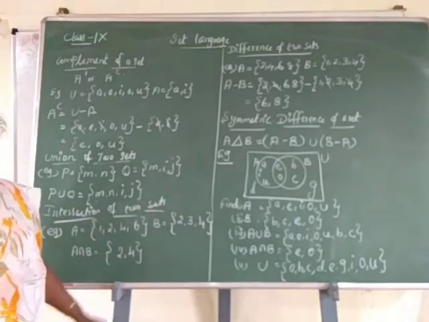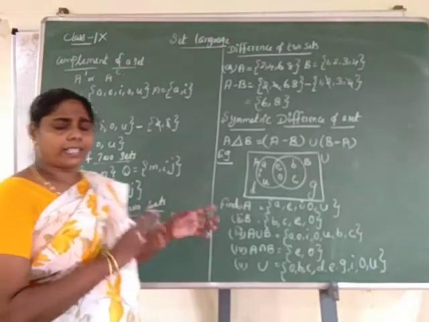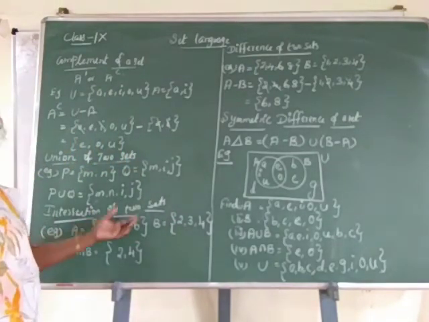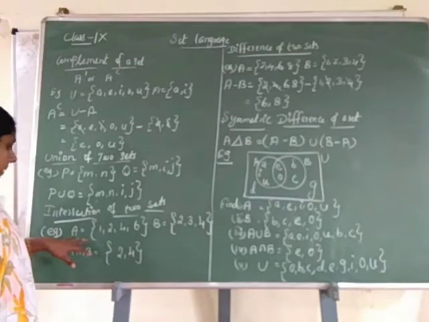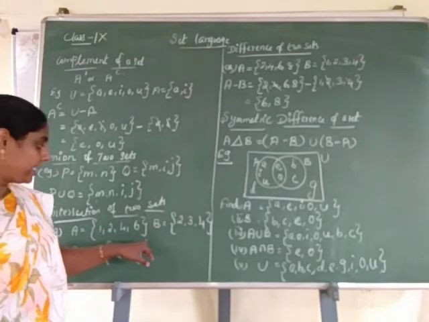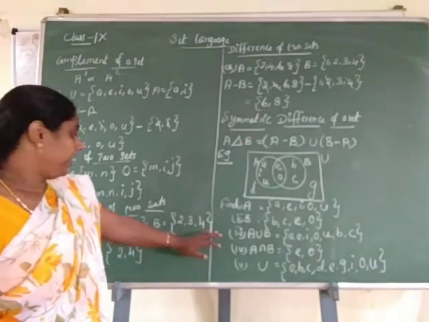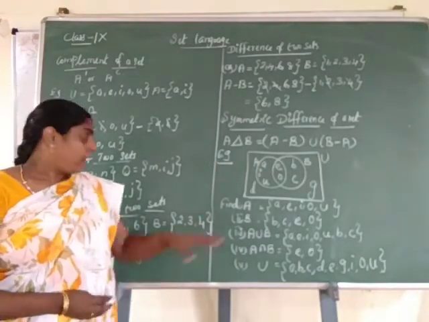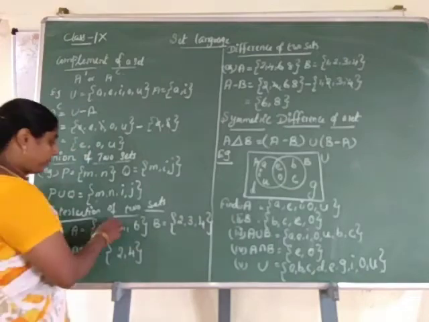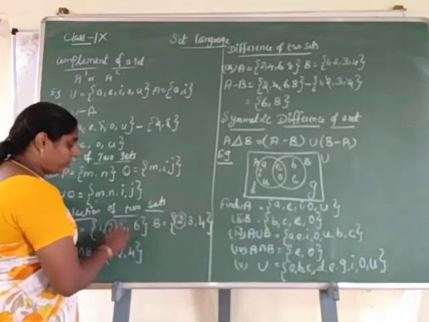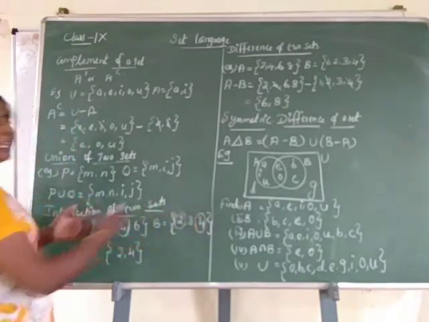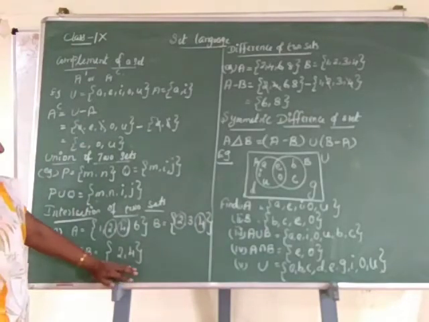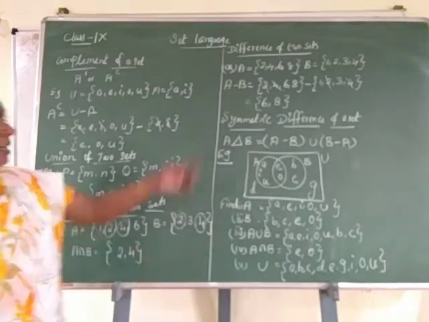Intersection of two sets. Intersection means common. Whatever elements are common in both sets, we can take in the intersection. So for this also we are going to go through one example. A is equal to the set of all 1 2 4 6 and B is equal to 2 3 and 4. So we are going to find the common element between these two sets. We find that 2 is common and also 4 is common, so the common elements only you have to take as A intersection B. So A intersection B is equal to 2 and 4.